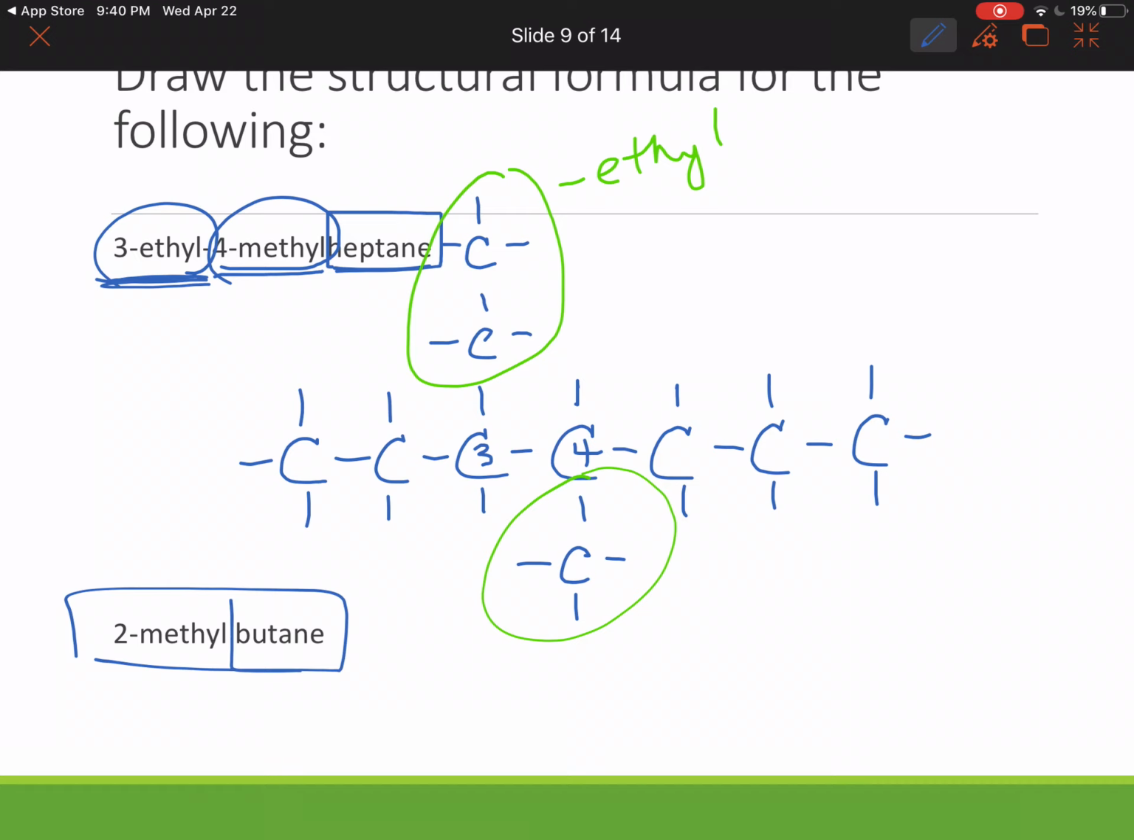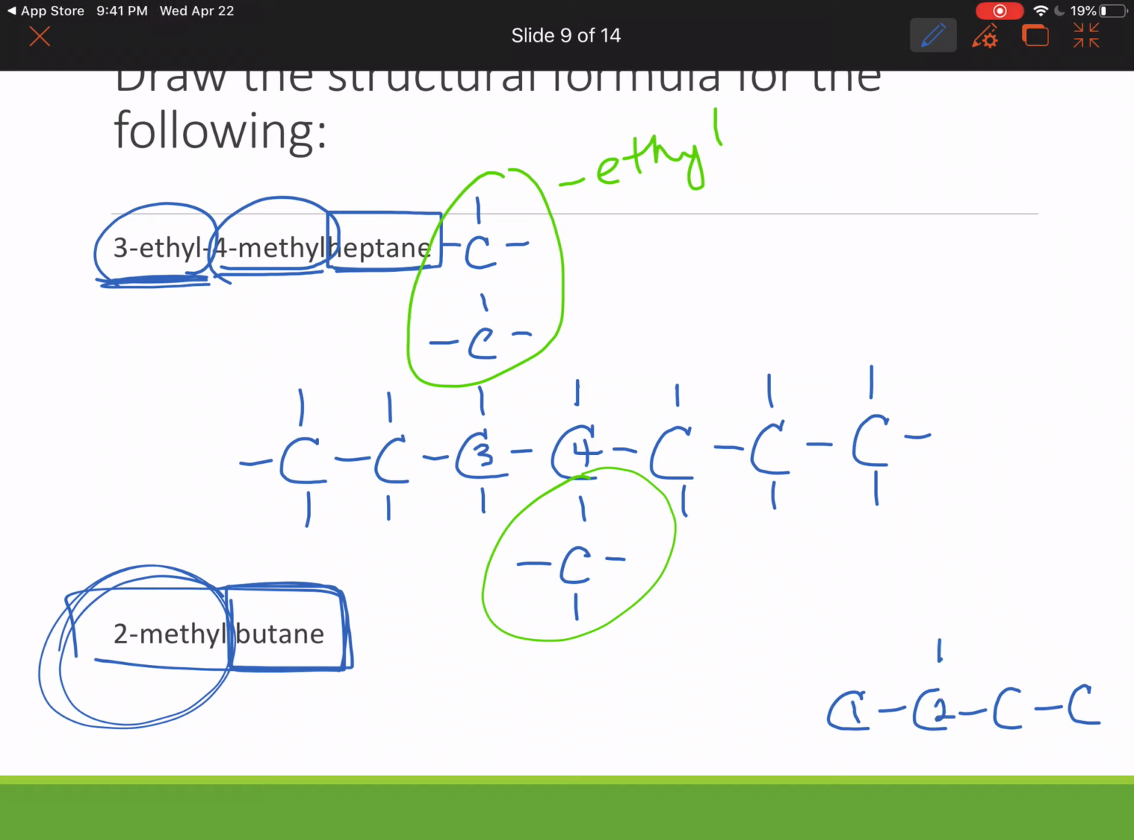2-methylbutane. So butane is the parent chain, so we're going to draw that first. So 1, 2, 3, 4. Excellent. 2-methyl. So on carbon 2, so I'm going to make this my carbon 2. I'm going to put a methyl group. A methyl group is a 1-carbon group. I need to put all my hydrogens around.